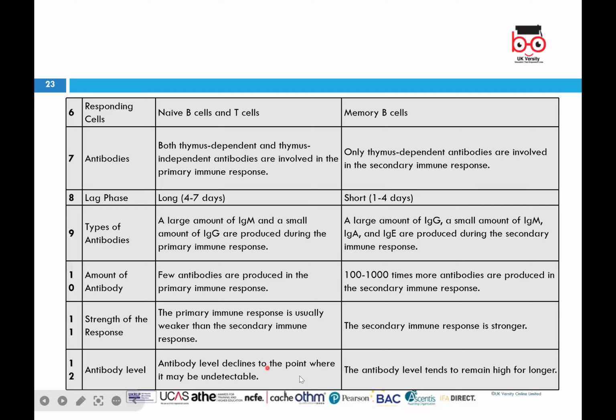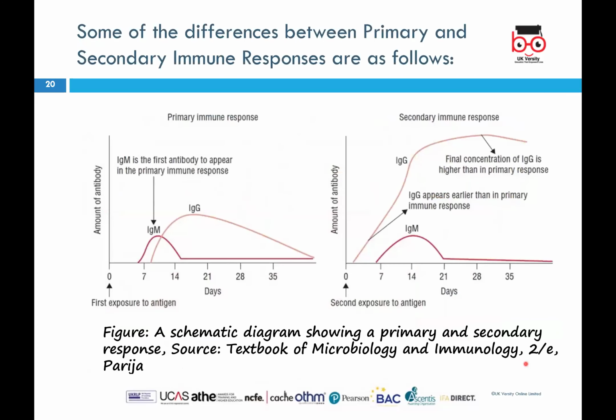Antibody level declines to the point where it may be undetectable in the primary attack, whereas in the secondary attack, the antibody level tends to remain higher for longer. We've already seen this. Okay, I just want you all to take a picture of this just to understand the primary and the secondary response.